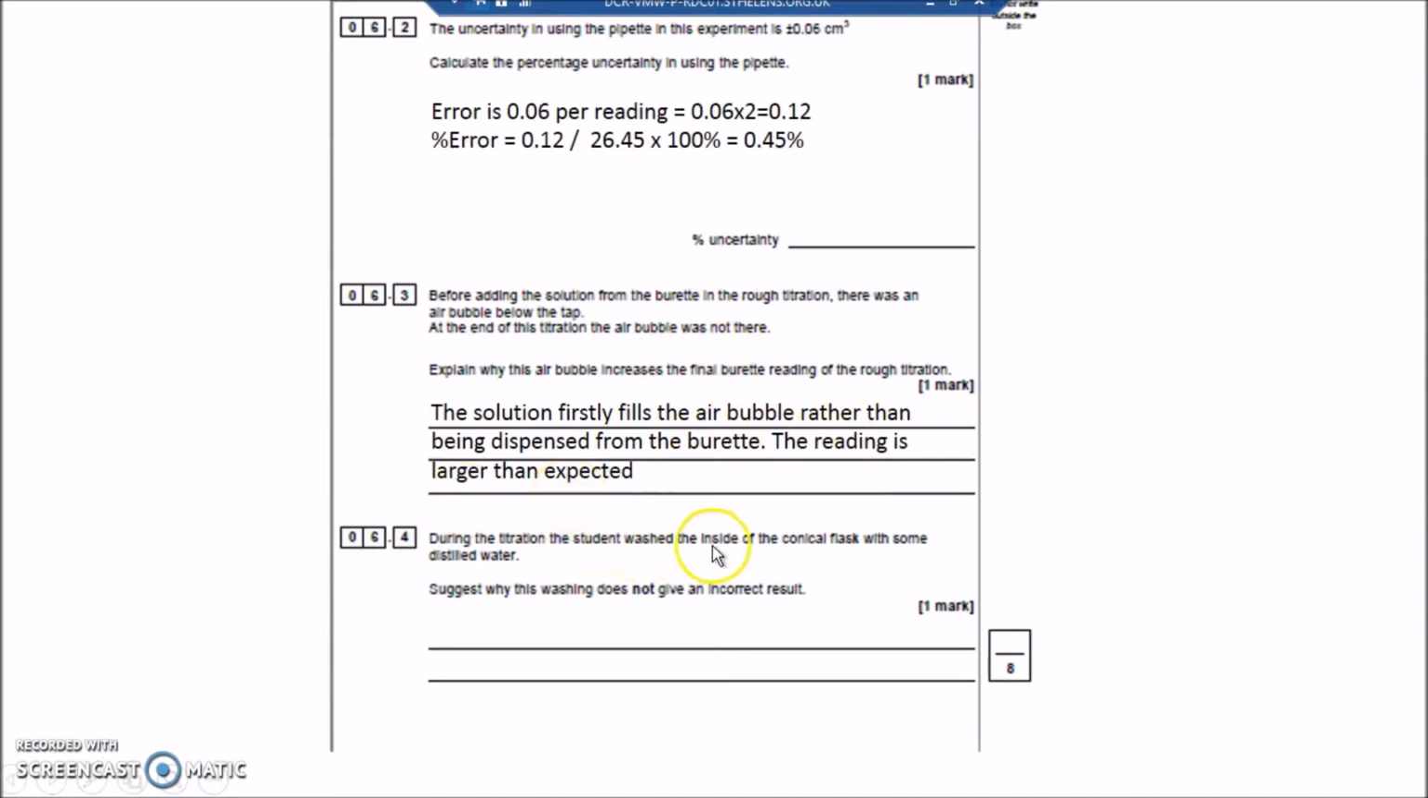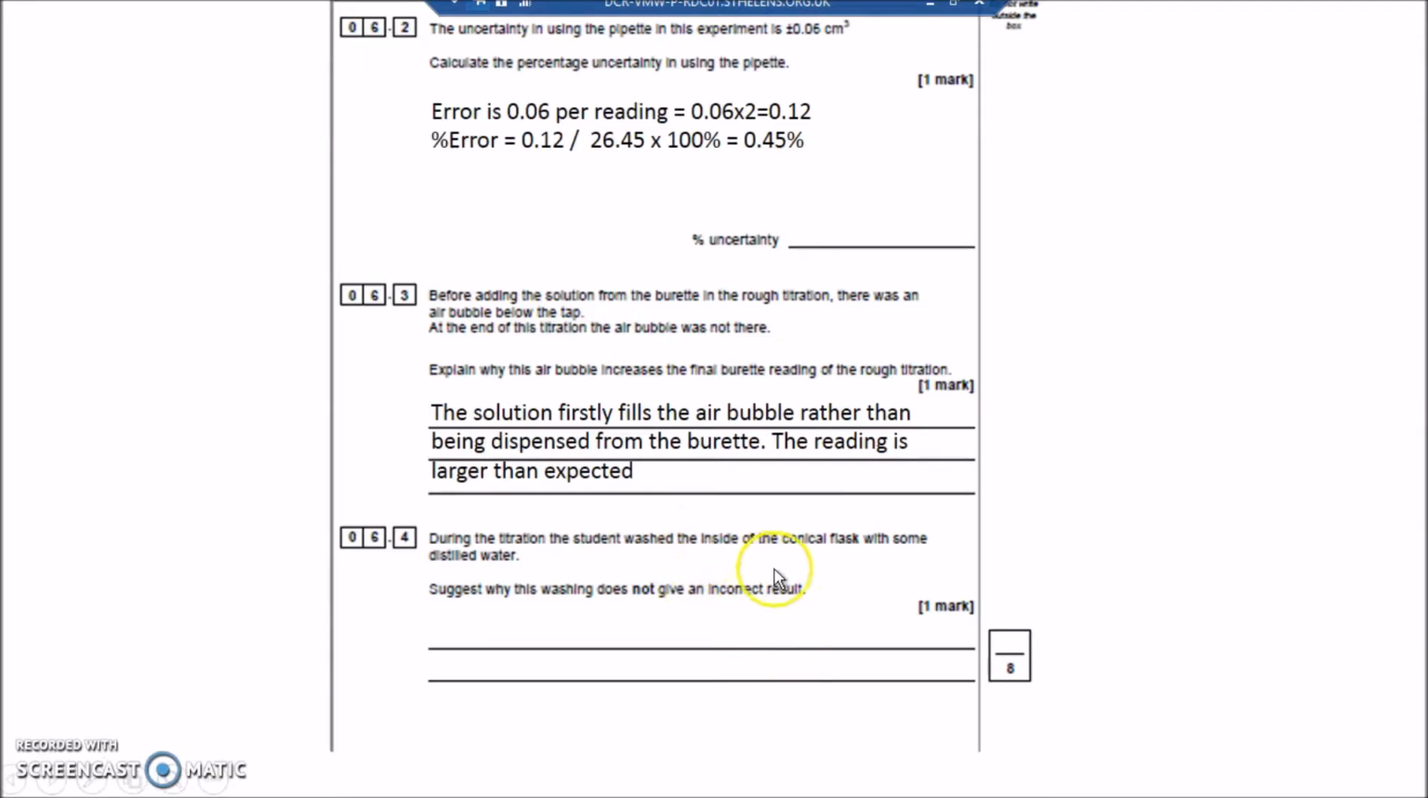During the titration, the student washed the inside of the conical flask with some distilled water. Why is that okay? You'd never wash out the burette. You never wash out the burette because you dilute the solution. That's a standard solution that's in the burette. But you're allowed to wash out. In actual fact, it's good practice to wash anything down the conical flask.